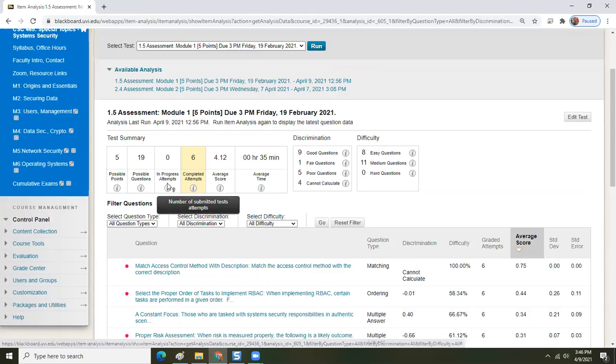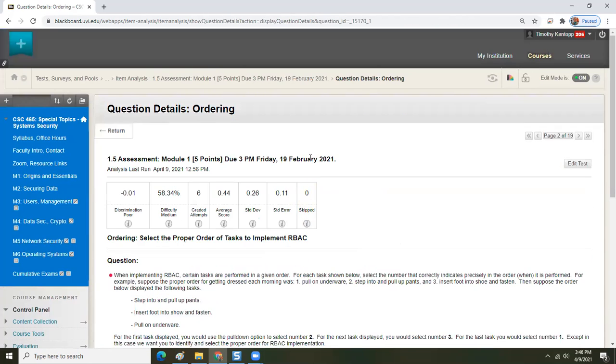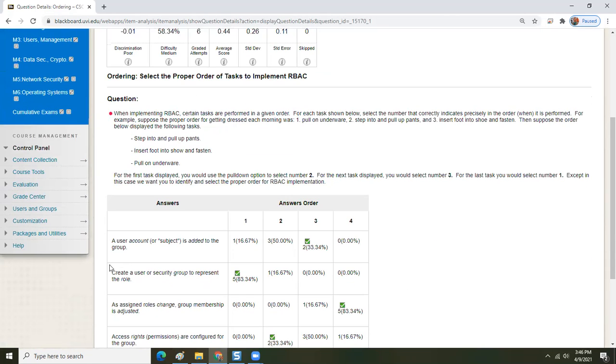Alrighty, let's look at the last one. It's an ordering question. It says, when implementing RBAC, certain tasks are performed in a given order. For each task shown below, select the number that correctly indicates precisely in the order when it is performed.